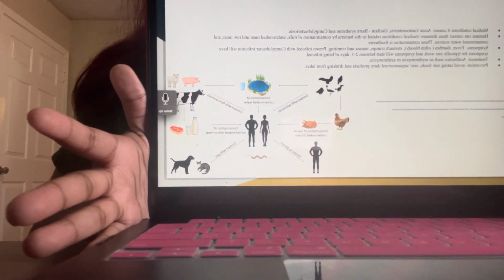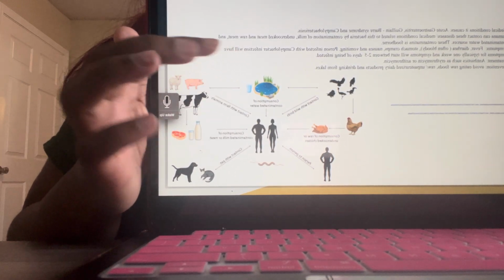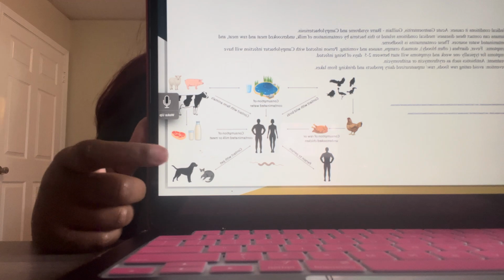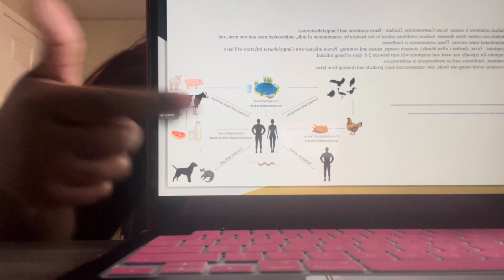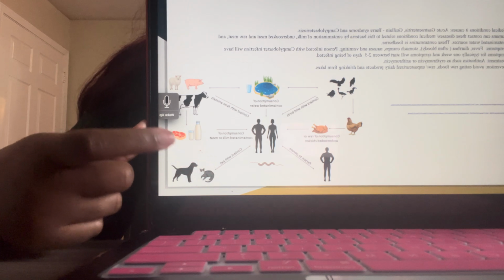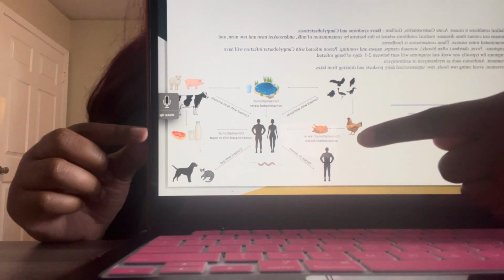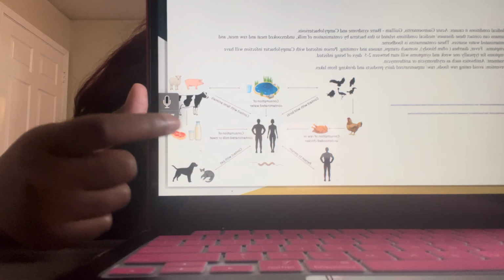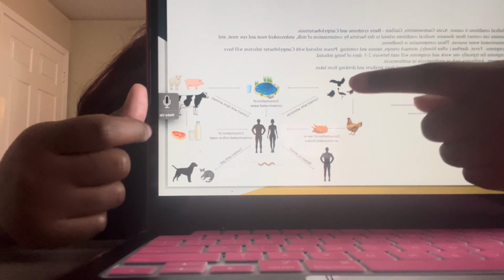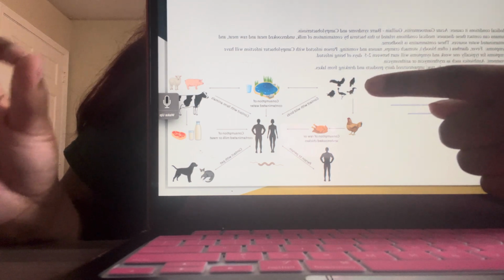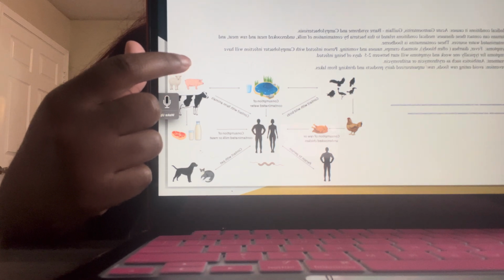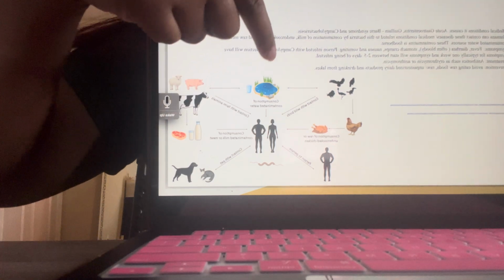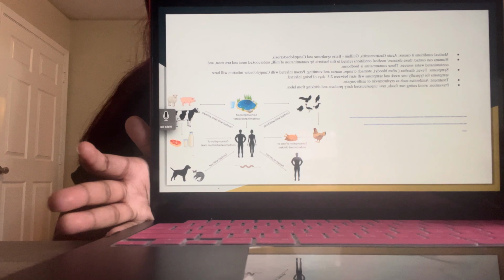So as you can see, this diagram right here pretty much shows how someone can get it. Person to person, from their pets, consumption of raw meat, consumption of contaminated milk or meat, the birds, because remember the birds' body temperature is ideal for the growth of this bacteria, and contact with farm animals, as well as consumption of contaminated water.